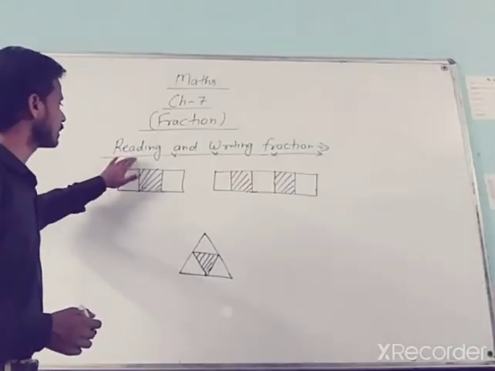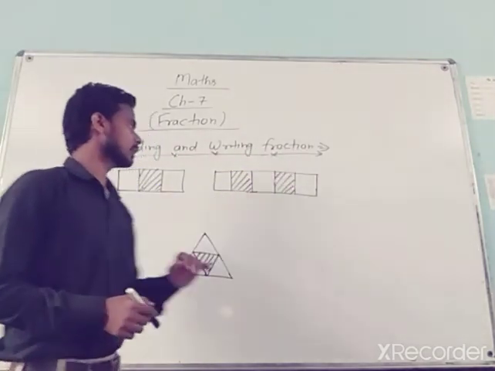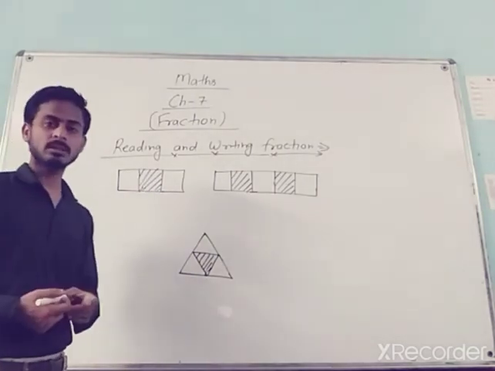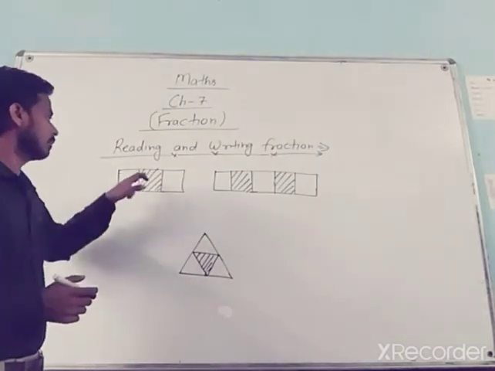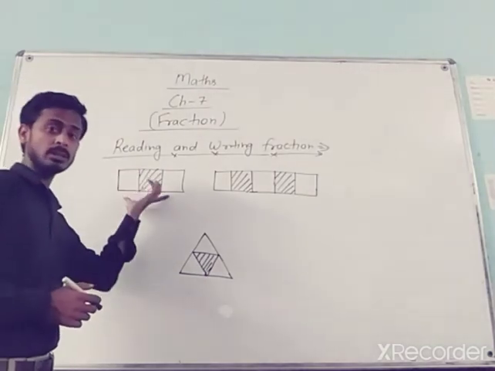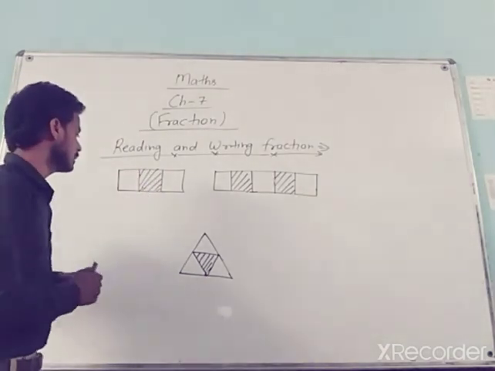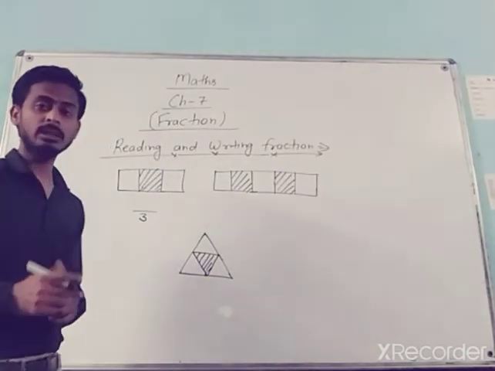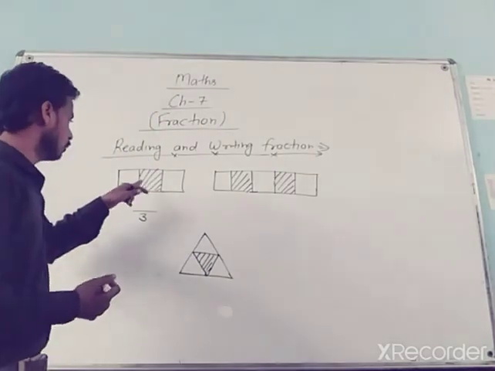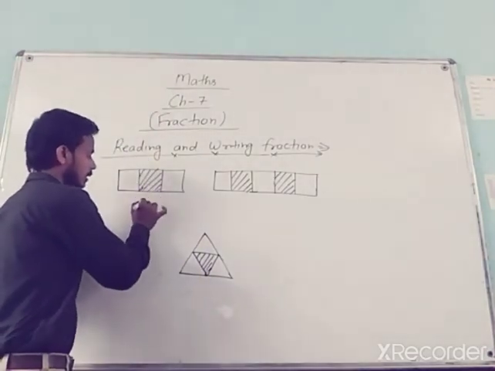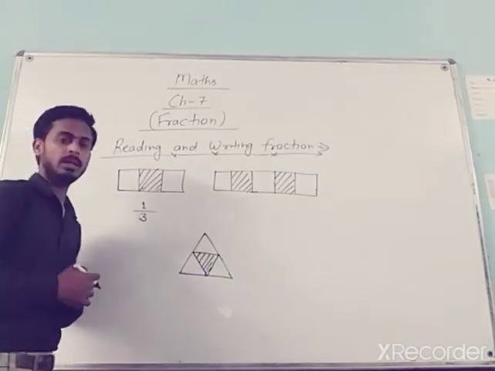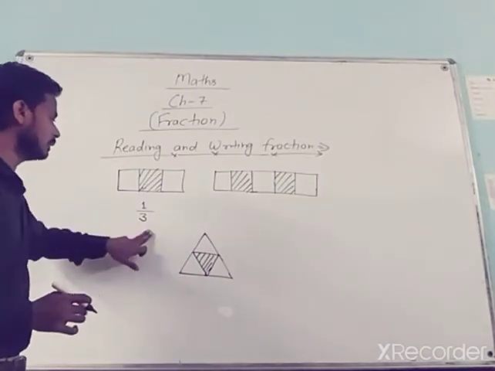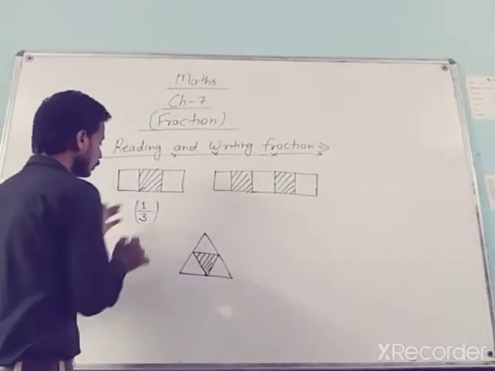See, next topic is reading and writing fractions. See the examples. There are 3 parts in which one part is shaded. Shaded means we will take this part only from these 3 parts. Clear? So first of all, there are 3 parts, so we will write 3 in denominator, and one part is shaded. It means we will count only one part in numerator. Clear? So in this way we can write a fraction.